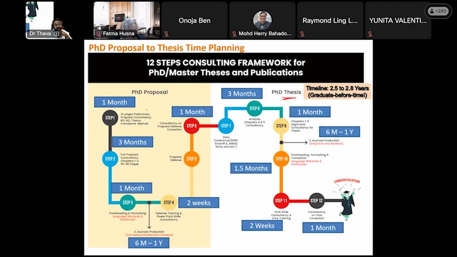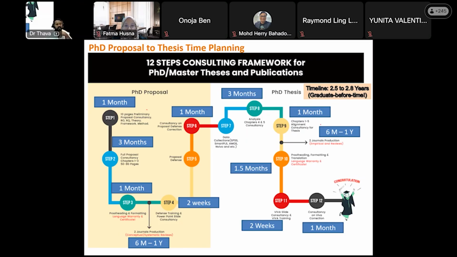Once you go into your thesis stage, your data collection is important. How you collect depends on your research. Then you finish your chapters 4 and 5. For most of the steps here we have templates already. They are in our Telegram group, so you can check them out.